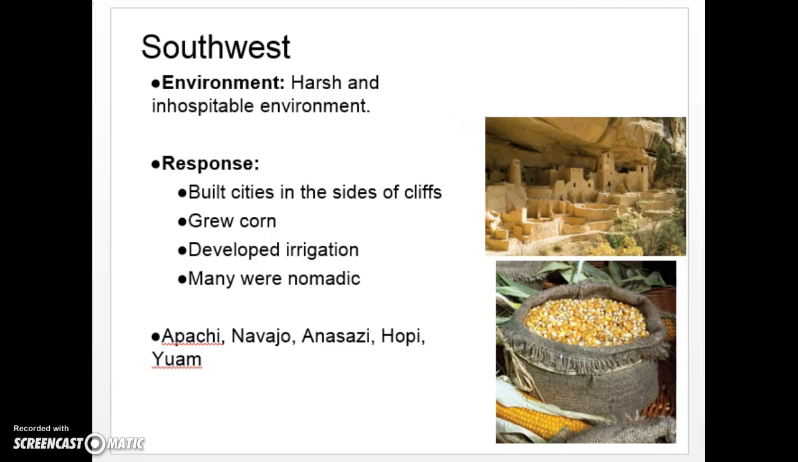You're not going to be able to grow large-scale agriculture in the Southwest Americas. In Arizona and New Mexico, those areas just aren't fit for it. And so they developed societies, they developed areas, these houses built into cliffs, where they would grow small agriculture for sustenance, and often they revolved around trading and becoming nomads.